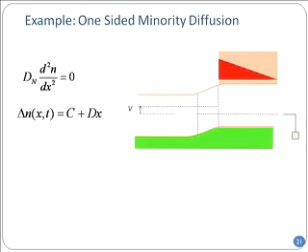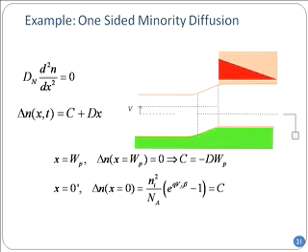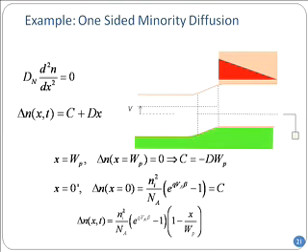The solution of that equation is c plus dx. At x equals wp, I know what the delta n is. That's equal to 0. Therefore, c must be equal to minus d multiplied by wp. Do you realize this? This one. And at x equals 0, I also know what the value is. So that gives me the value of c. And as a result, I'm done.